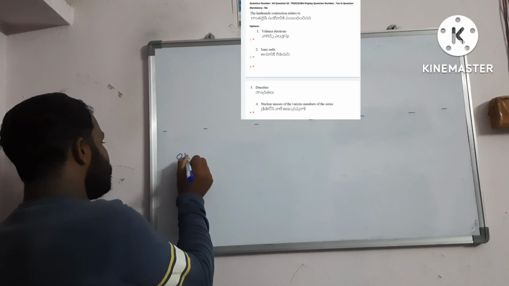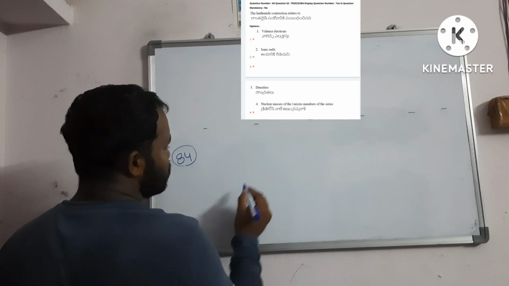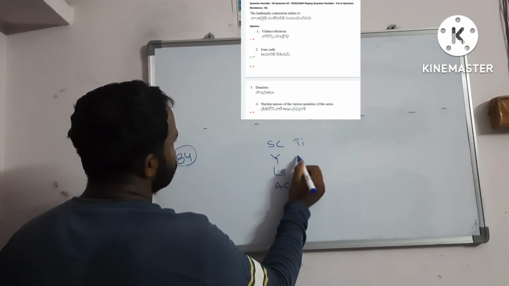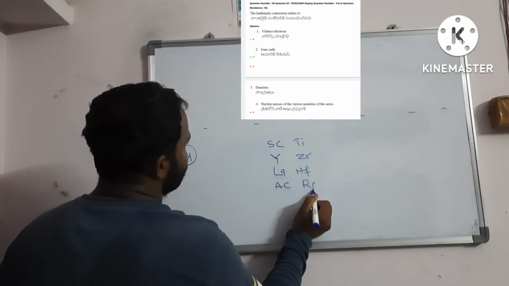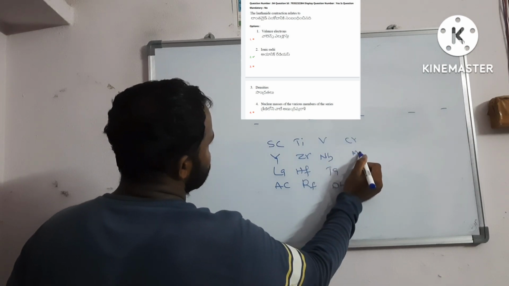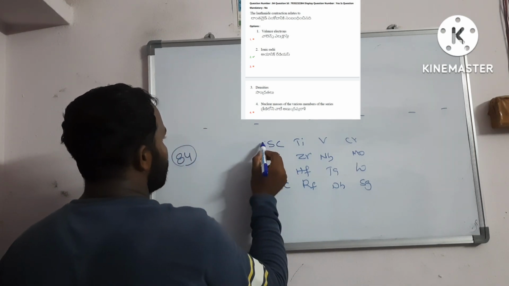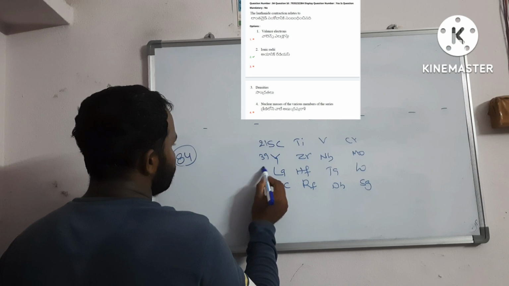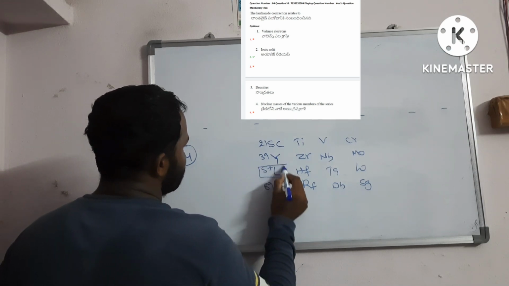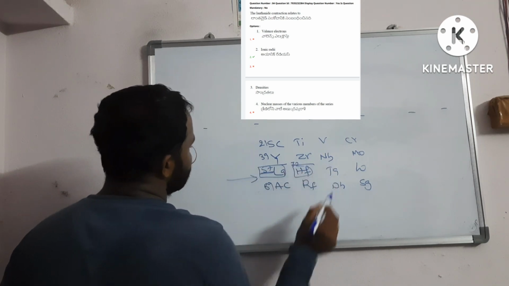Question number 84. The lanthanide contraction is related to what? What is lanthanide contraction? This is the group scandium, yttrium, lanthanum, actinium. Titanium, zirconium, hafnium, rutherfordium. Next vanadium, niobium, tantalum, dubnium. Chromium, molybdenum, tungsten, seaborgium. Scandium is atomic number 21, yttrium is 39, lanthanum is 57, actinium is 89. If I write here lanthanum 57, next you will get 72.